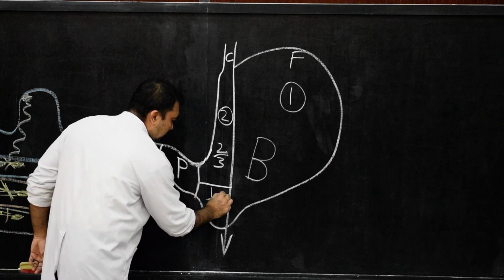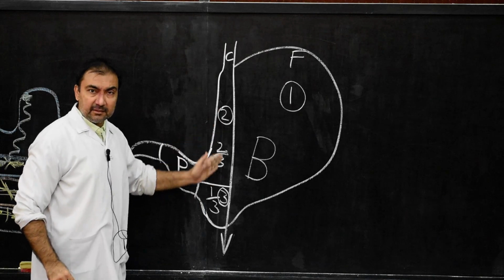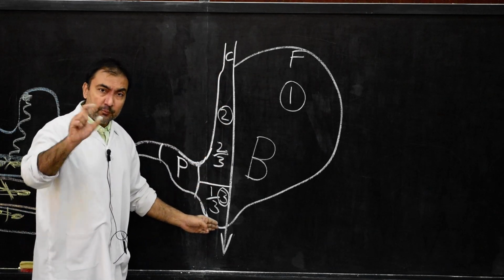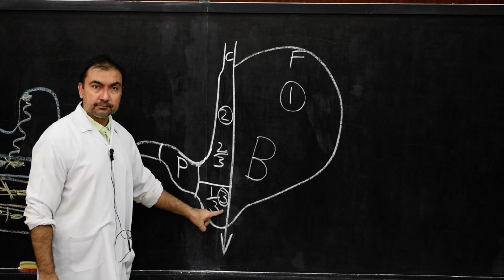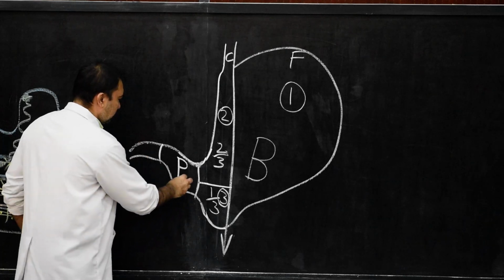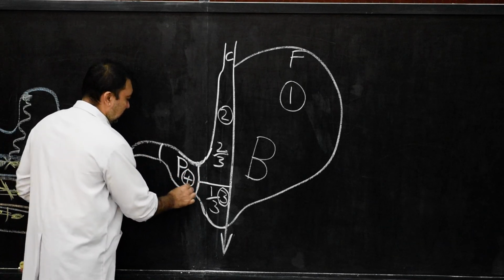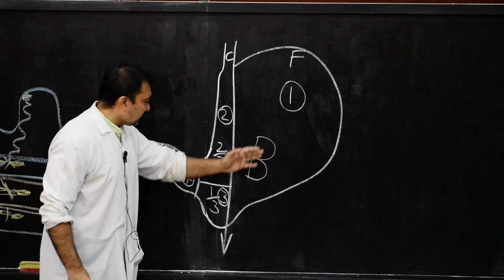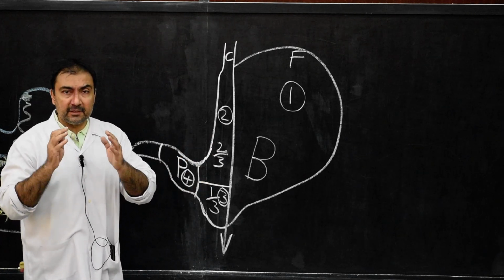Third area, the part of the stomach which is again lying on the right side of the vertical line, which is drawn perpendicular from the cardiac orifice, how much? Lower 1/3. That is area number 3. Fourth area, the pyloric antrum, which contains pyloric orifice. This is the fourth area. So our entire stomach is divided based on the lymphatic drainage into 4 different areas.